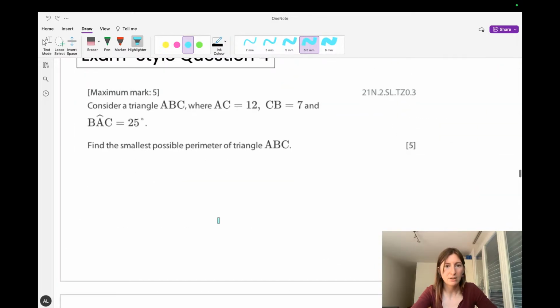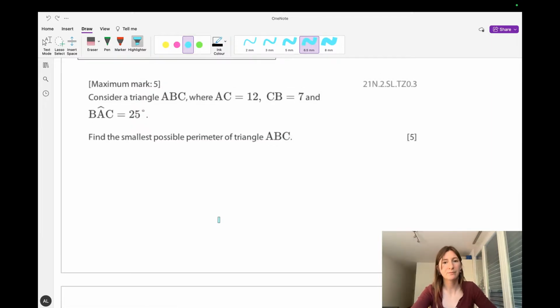And this one here, smallest possible perimeter. So when you do this one, you're going to substitute. It's all just substituting into the formulas.